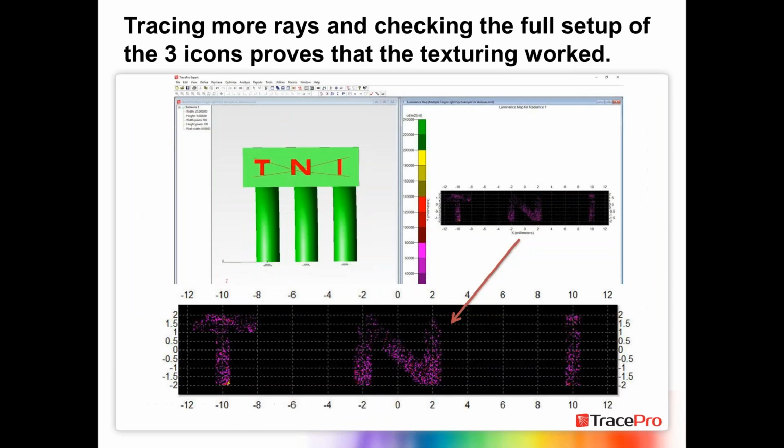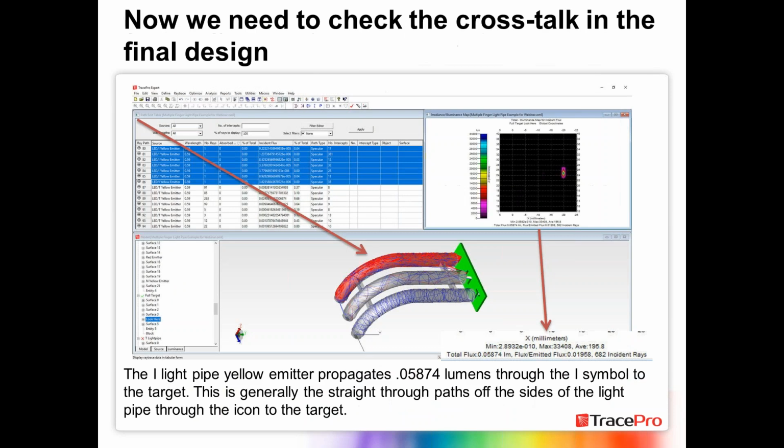If we trace more rays and we do all 3 of the different symbols, we can see the T, N, and I are actually quite well lit up. I have just traced a few rays. This took a few minutes to do. I could have taken an hour. If I want to do an hour, it's going to fill in the whole pattern and everything else. And I have very nice efficiency here and very fine uniformity. The texture really did work for us, that Multec 11007. But now we need to check the crosstalk in the final design.